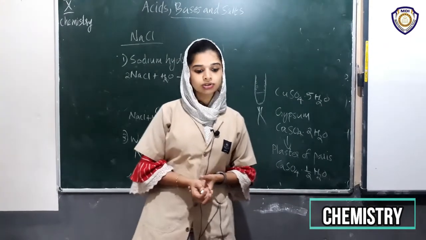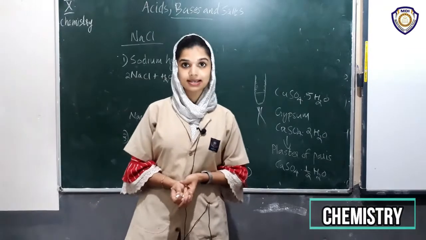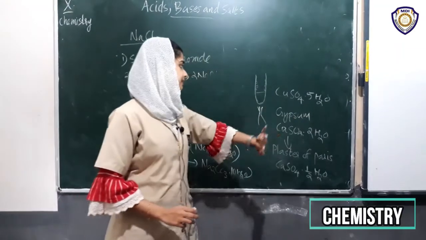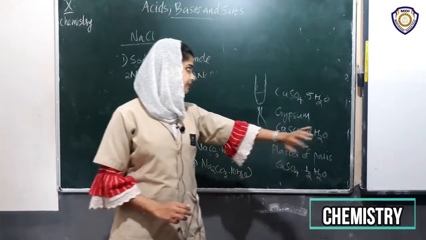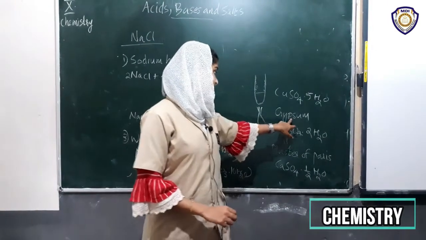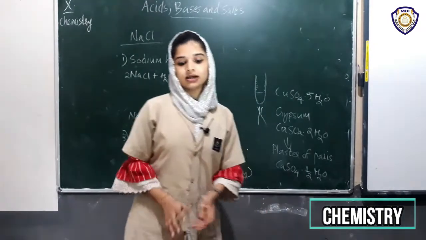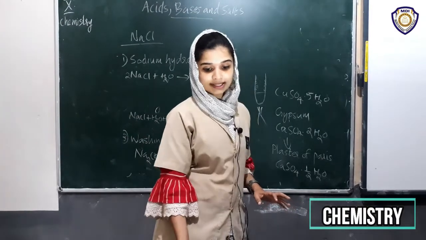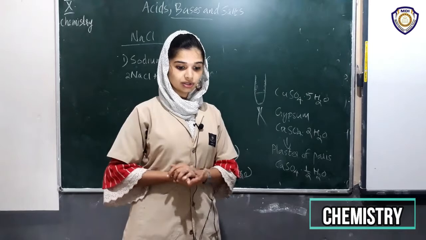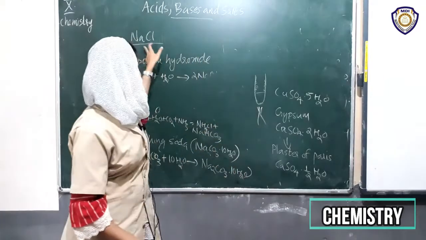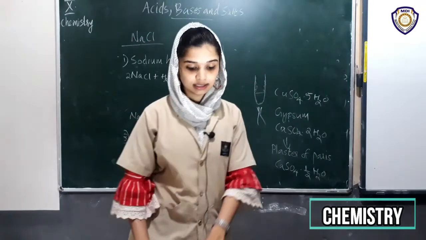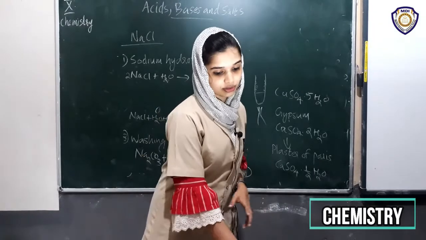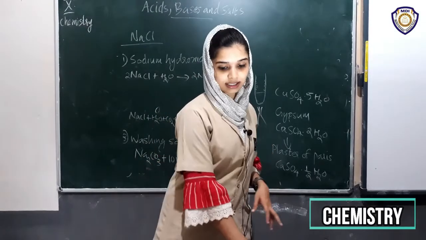So there are some salts which need water for their crystallization. They include washing soda, copper sulfate crystals, and calcium sulfate, that means gypsum, and plaster of Paris. So this is all about salts. We have discussed the formation of salts and the uses of common salt NaCl. It is used for making some chemicals. We have discussed their preparation, and also crystallization.